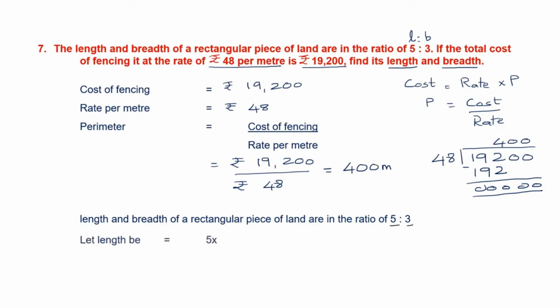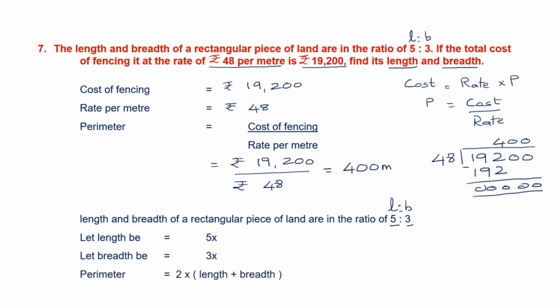So let us assume the length to be 5x because this is given first, and the breadth to be 3x because this is given next. So length to breadth, we have 5x and 3x. Now perimeter is equal to 2 into (length plus breadth). Length is 5x and breadth is 3x. So this is 2 into (5x plus 3x), which is 8x.